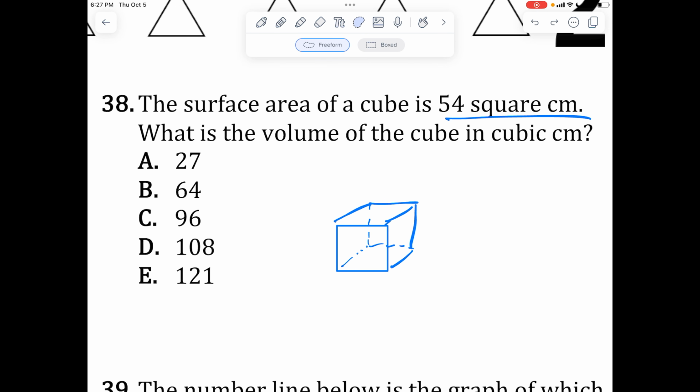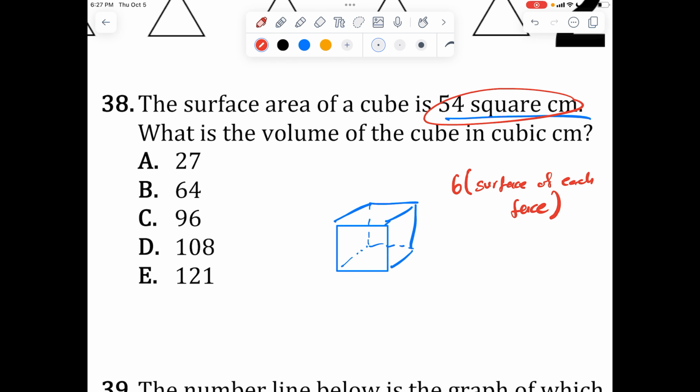So the reason I'm saying the number of faces is important to know is because the total surface area is just 6 times the surface area of each face. If you miscount them, if you count them as like 7 or 8, you're going to get the wrong answer at the end of it, which is going to kind of throw you off. So what is the surface area of each face? It's just going to be 54 divided by 6. That gives you 9. So each face is 9 cm squared, okay?